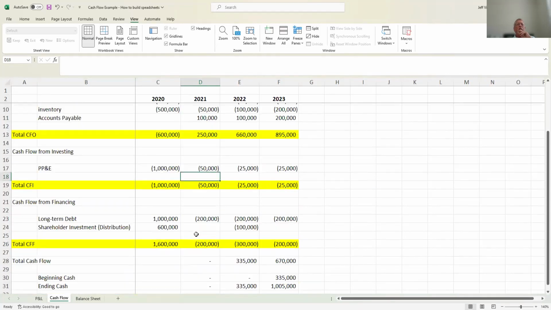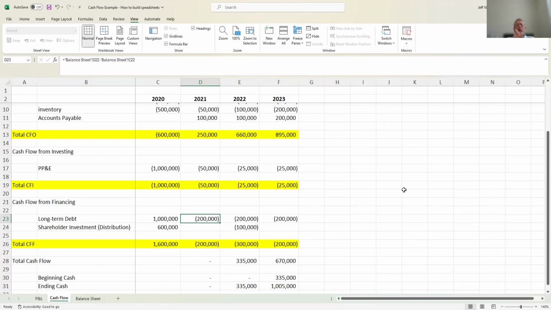Down here, you have cash flow from investing. We talked a little bit about this before. First year, you're going to put $50,000. Next year is $25,000 a piece. So the rest of your cash flow, you have all this cash coming in, but you also have cash going out. You have long-term debt.